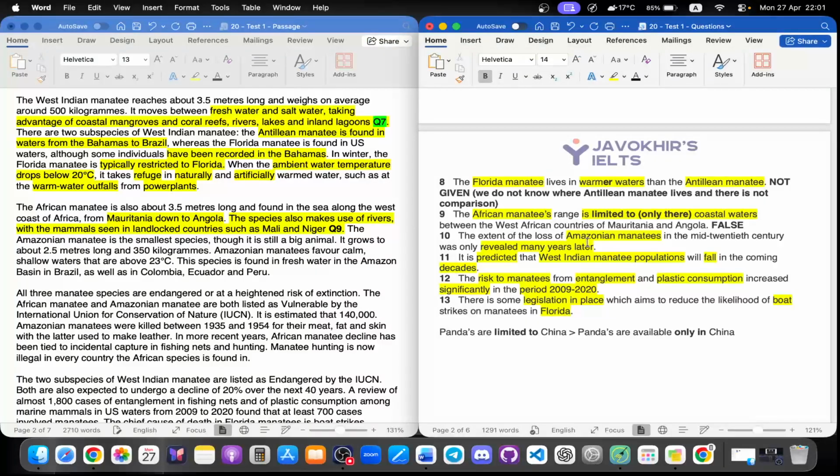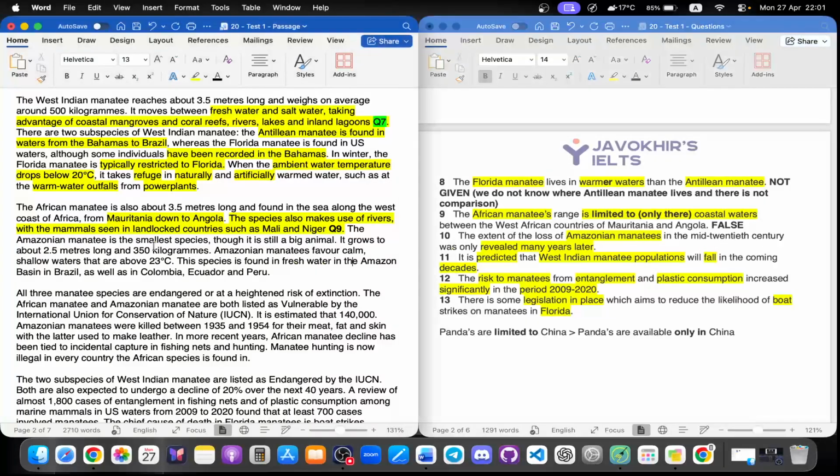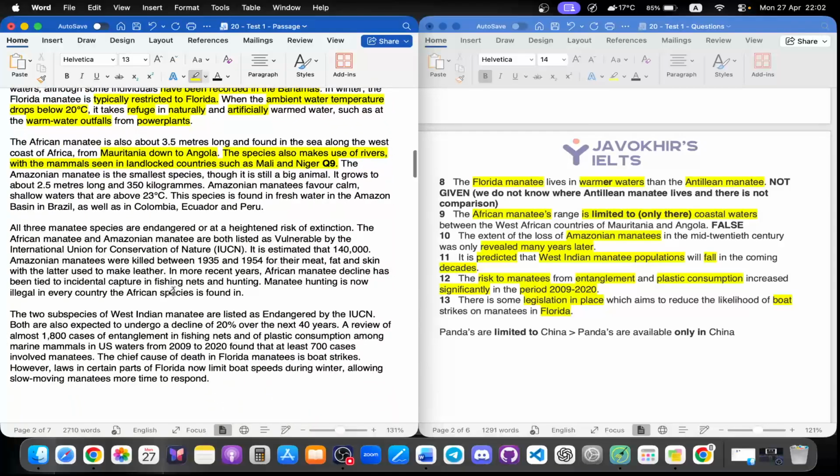So the extent of the loss of Amazonian manatee in the 20th century was revealed. The Amazonian manatee is the smallest species, though it is still a big animal. It grows about 2.5 meters long and 350 kilograms. Amazonian manatees favor calm, shallow waters that are above 20 degrees Celsius. This species is found in fresh water in the Amazon basin in Brazil, as well as in Colombia, Ecuador, and Peru. All 3 manatee species are endangered or at a heightened risk of extinction. So we have that over here as well. The African manatee and Amazonian manatee are both listed as vulnerable by the International Union of Conservation of Nature, IUCN.